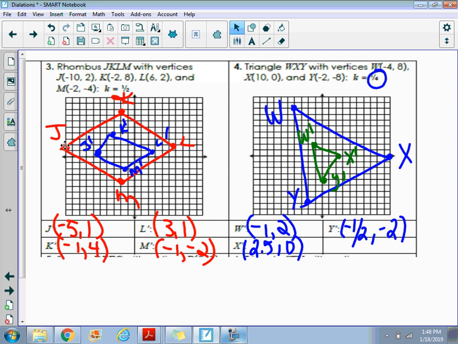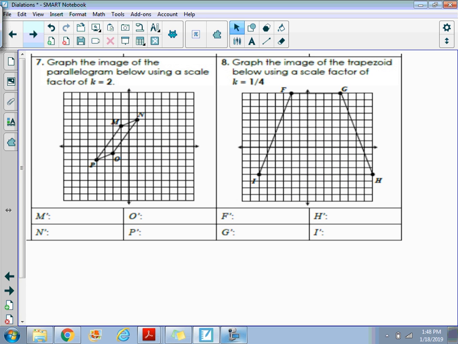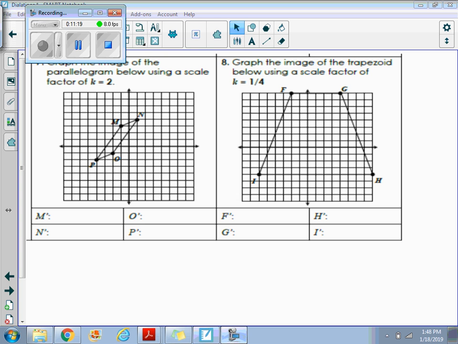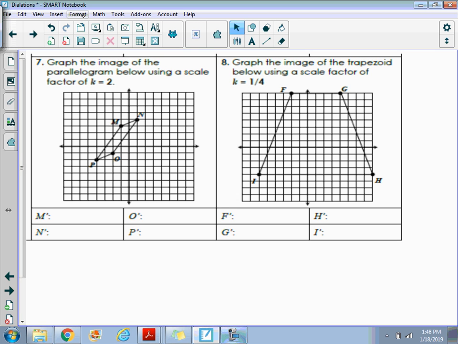Cool. All right, so moving right along, guys. Let's jump over to 7, because this is a different type of problem. Graph the image of the parallelogram using a scale factor of k equals 2.